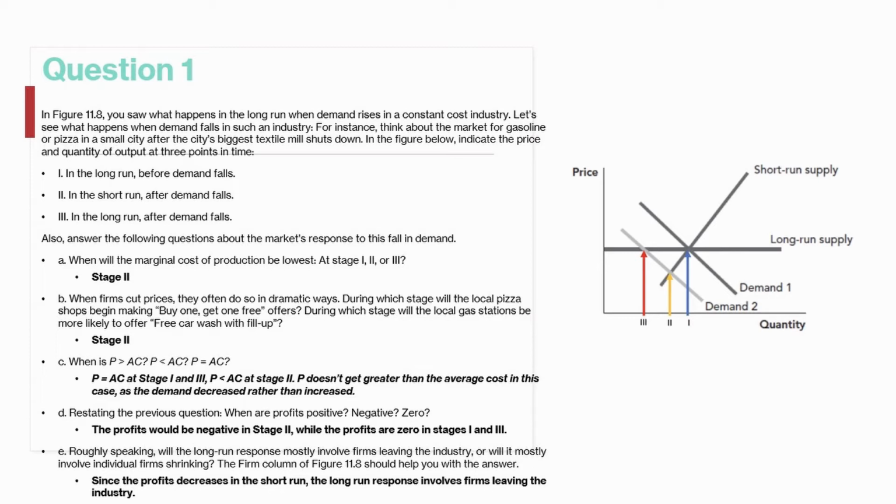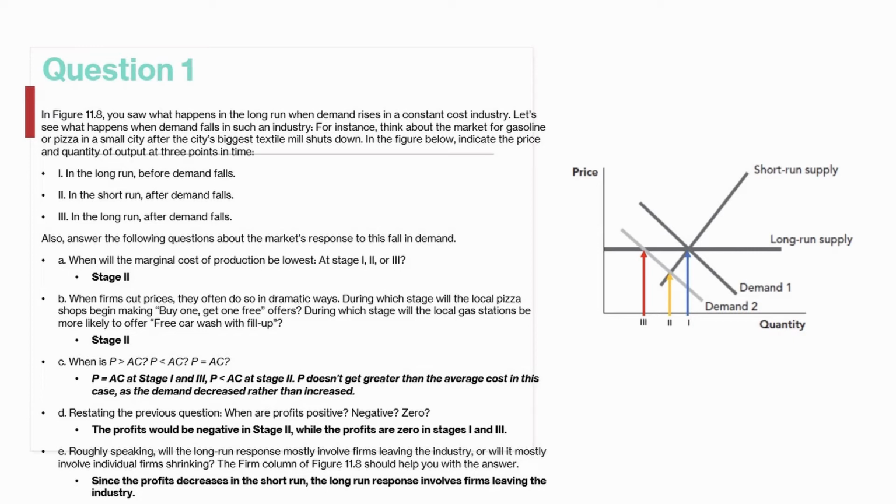Stage 2. At this point, the demand has fallen. This is where the demand is lowest, so we can assume that the marginal cost of production will also be low. Part B. When firms cut prices, they often do so in dramatic ways. During which stage will the local pizza shops begin making buy one get one free offers, or free car wash with fill up? This will be stage 2.